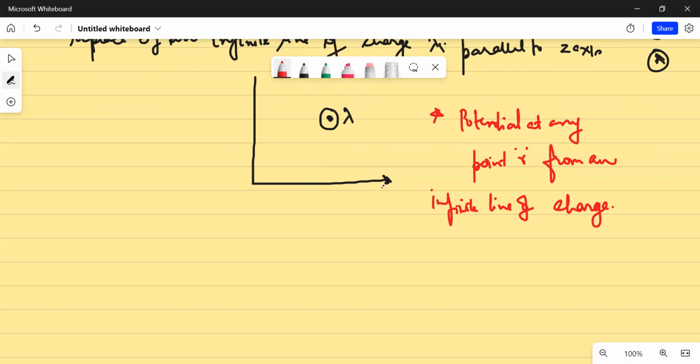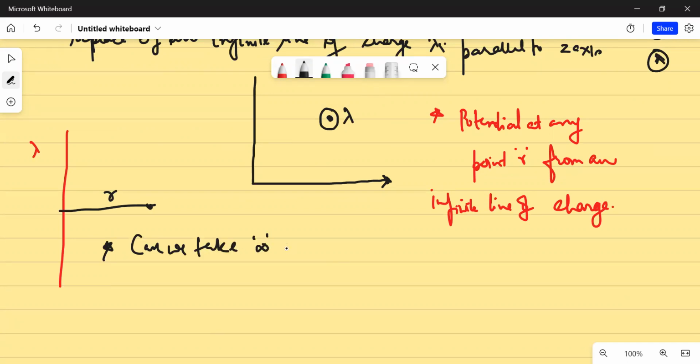So if you have an infinite line of charge, let's say, with charge density lambda, and I want to find the potential at a distance r, how do we find it? The first question that arises here is: can we take infinity as a reference point for potential? Can we take infinity as the reference point in ascertaining potential?